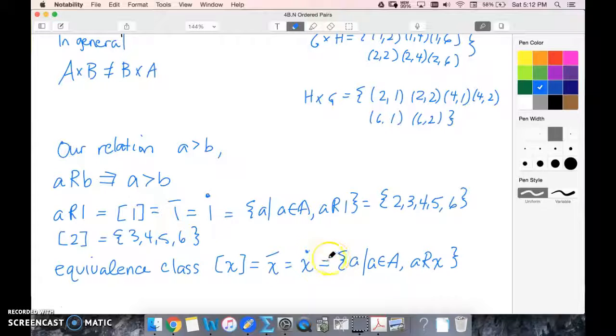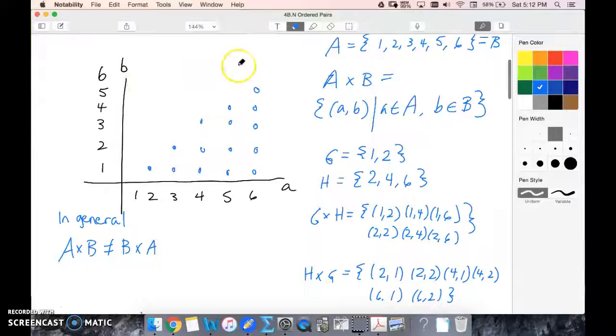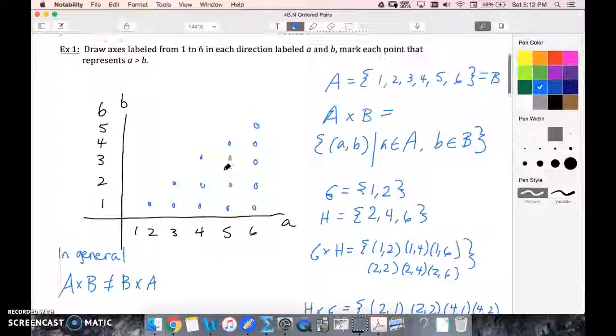So we would have 5 equivalence classes if you don't count the empty set. We could go all the way up to 6. So A is related to 6. Up here, that's the empty set. So we could also list that. All right, so here we've talked about Cartesian product, relation, and equivalence classes.